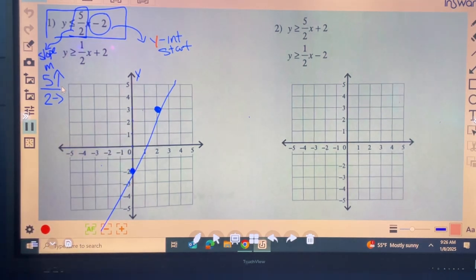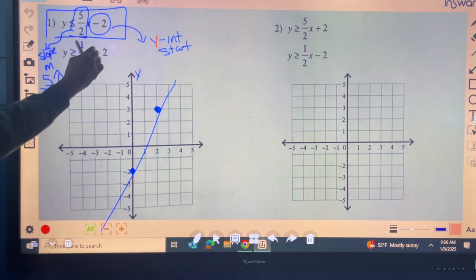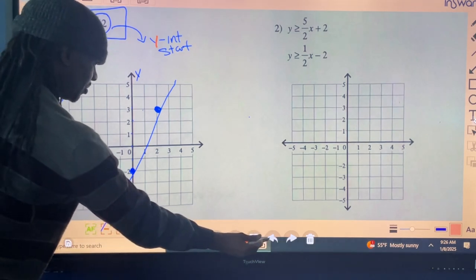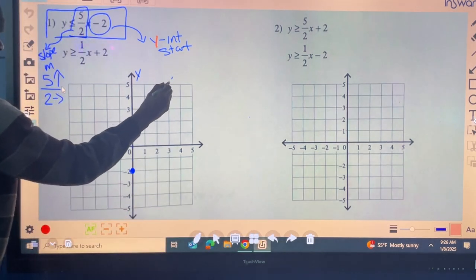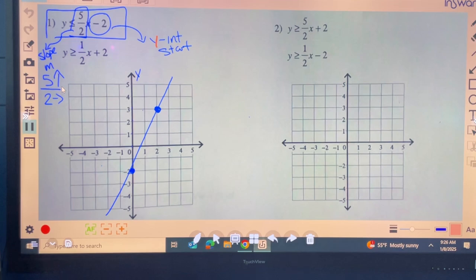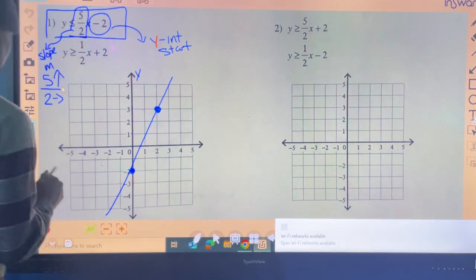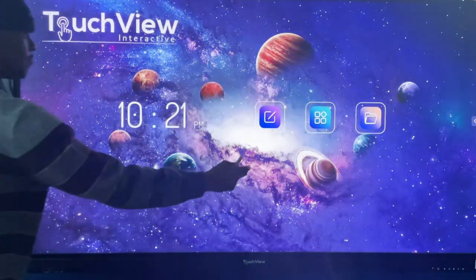Now, let's go back real quick. That's how your line should look a little bit. Hold on, let me go back. A better straighter line than that. Close enough. Now I'm going to go back to the notes again real quick.